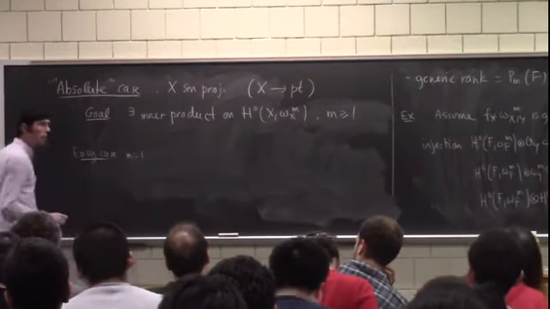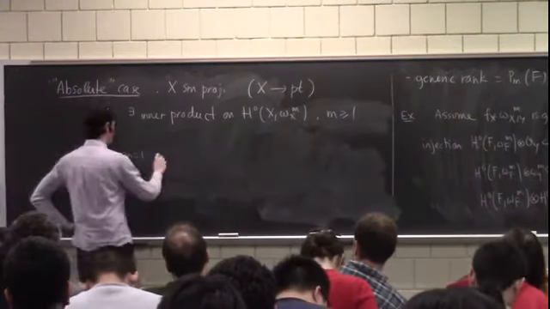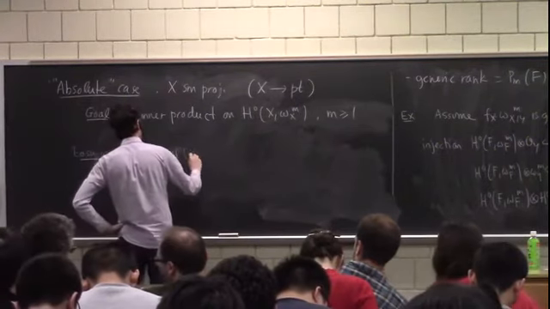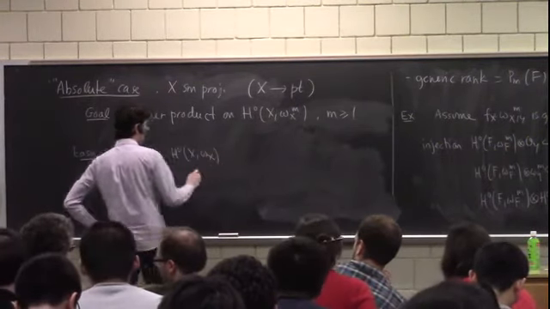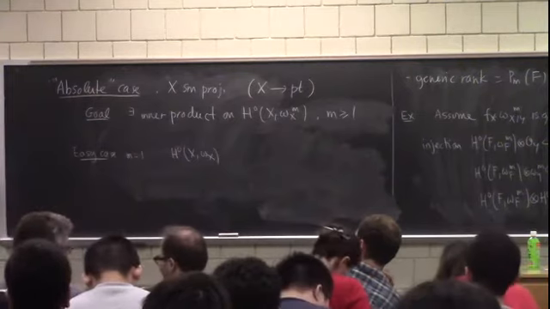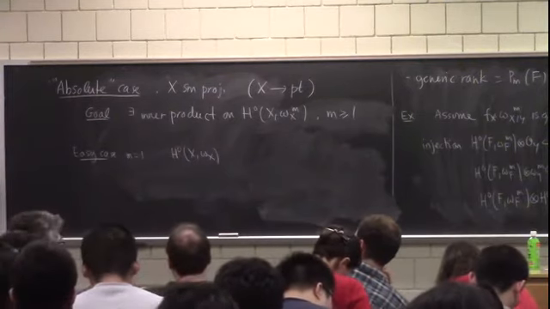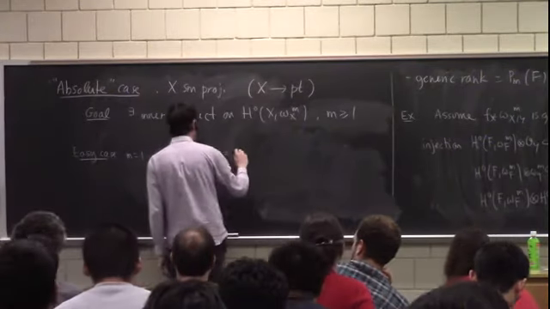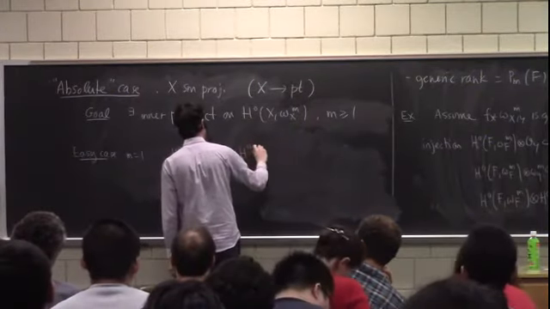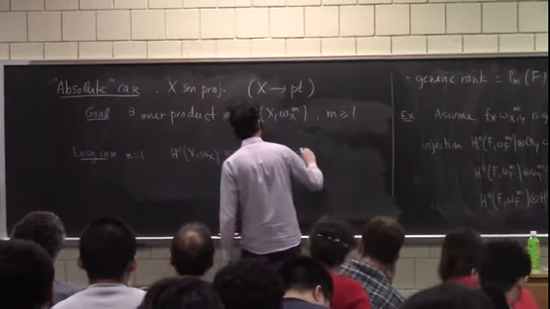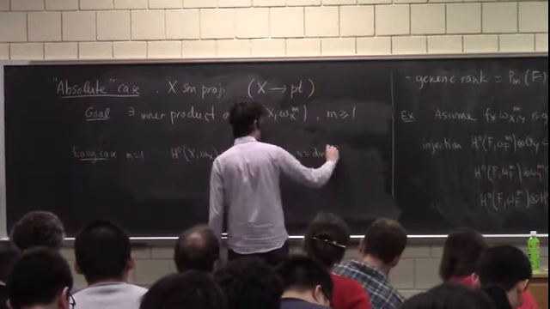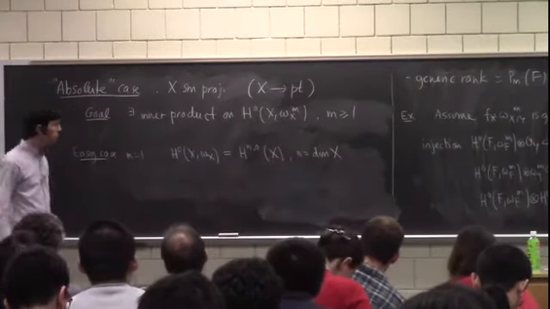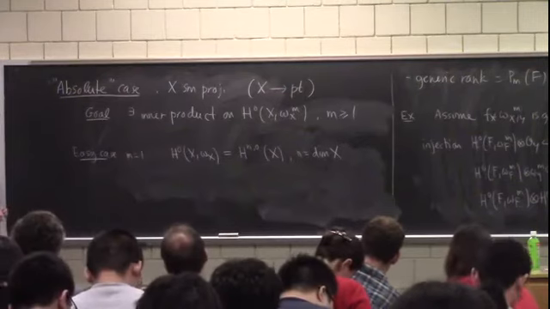So the easy case is when m is equal to 1. This is just a warm up: I'm looking at the space of sections of the canonical bundle. In that case, I'm going to think of this as being the space of n,0 forms on X, where n is the dimension of X.